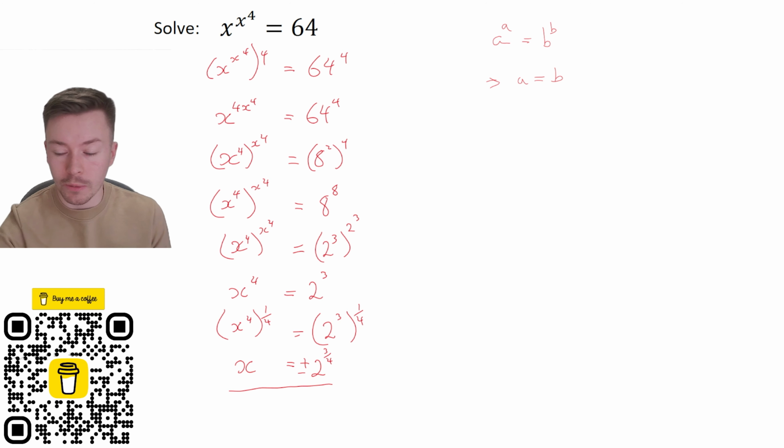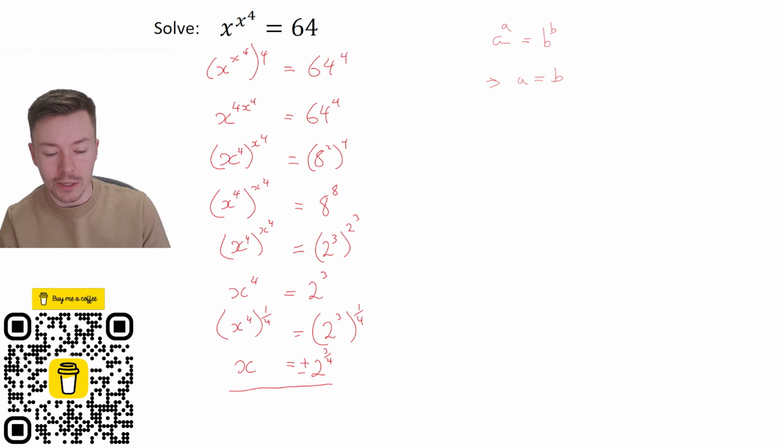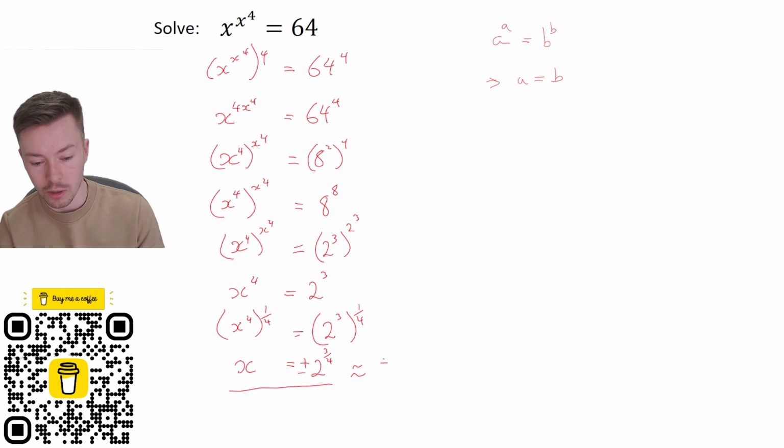If I was to pick up the calculator and work that out, that's going to be somewhere between 1 and 2. So let's just put that in the calculator, and we get 1.68 to 2 decimal places. So plus or minus 1.68.